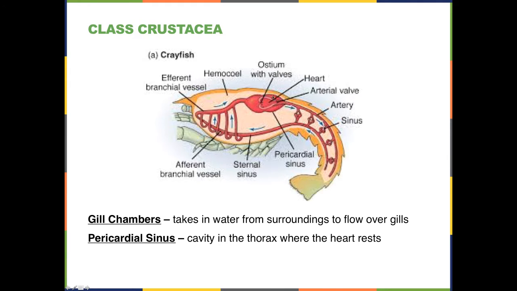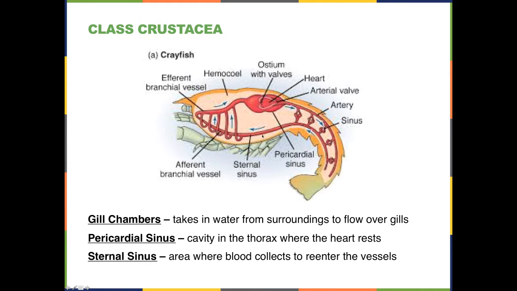The pericardial sinus is the area in the thorax where the heart stays and does its work. The sternal sinus, which is down here, is where the blood collects after it leaves the blood vessels and re-enters the blood vessels. Remember, in an open system, blood at some point leaves the blood vessels and it has to return to the blood vessels at another time, and the sternal sinus is where that occurs.